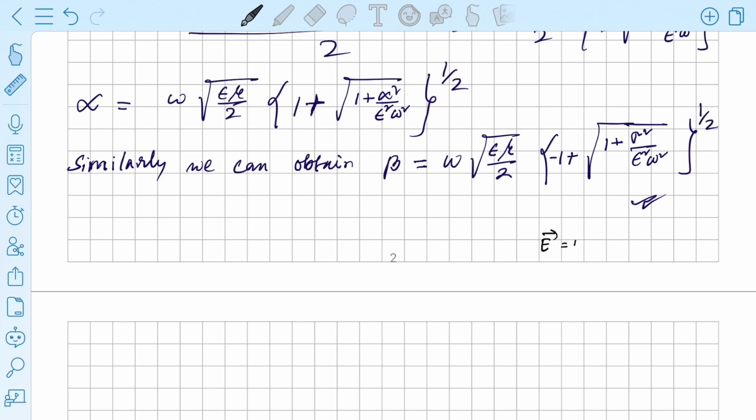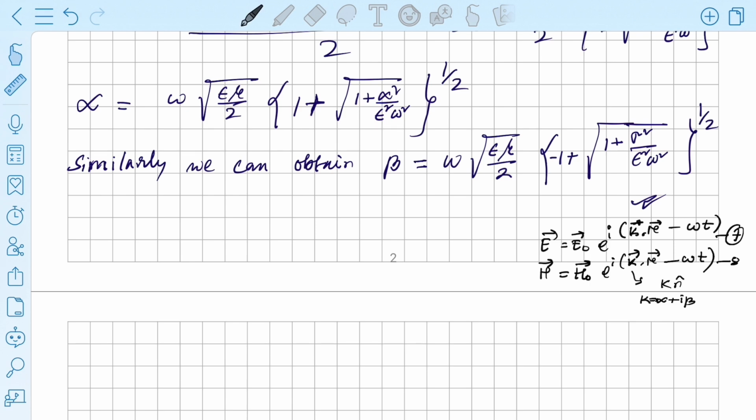We have considered that E is equal to E naught e to the power i k dot r. I am writing it again instead of going upward frequently. So H is equal to H naught e to the power i k dot r minus omega t. Here you see, this propagation vector k is nothing but k n cap, and k that we have considered is equal to alpha plus i beta. This is a complex number, so that's why we have taken this, this is 7, this is 8.